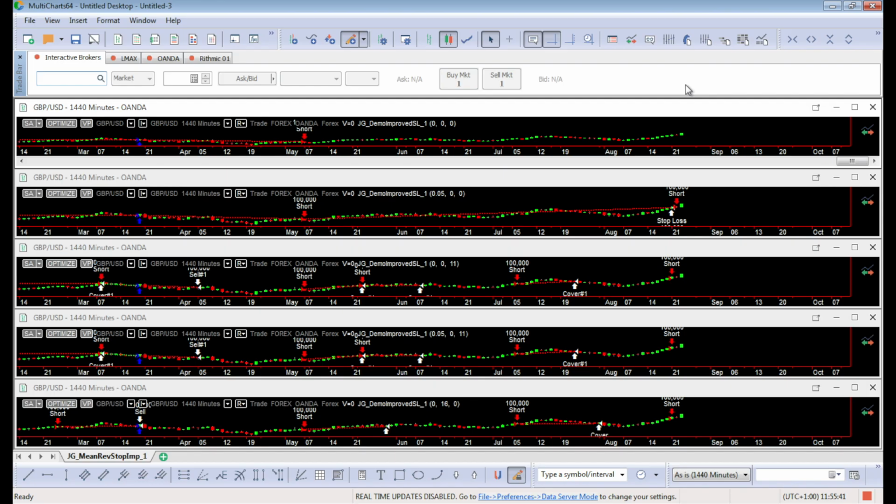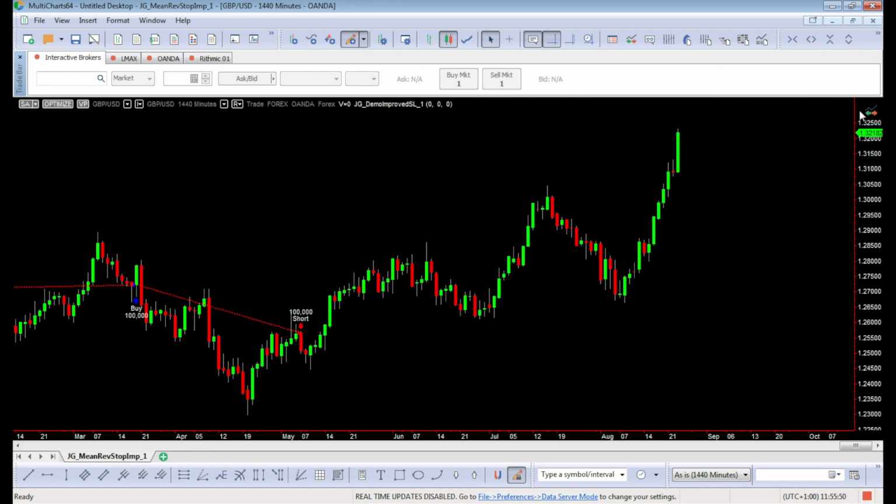So let's go and have a look at the equity curves and the optimization reports for each of these 5 exit variations on this strategy. Here we are in multi-charts, so let's have a look. And I've put each of the 5 charts just in one workspace. Let me just expand one of them so that we can see. This is our basic, just our stop and reverse. It's our exit number 1, stop and reverse only.